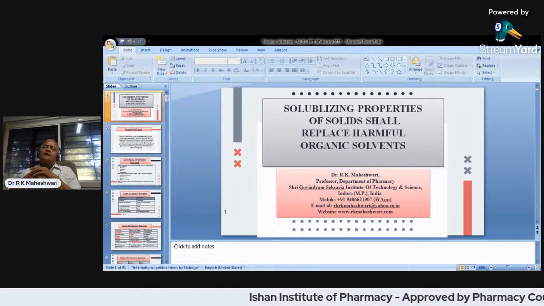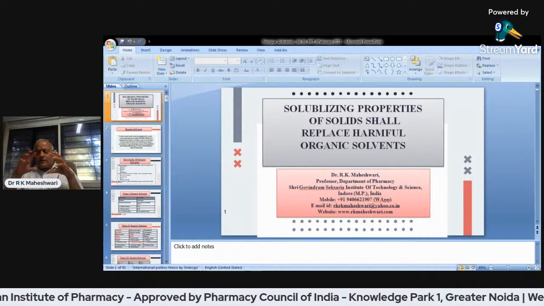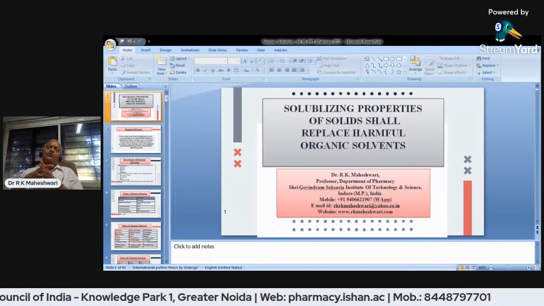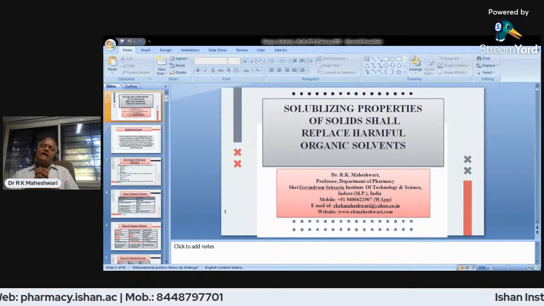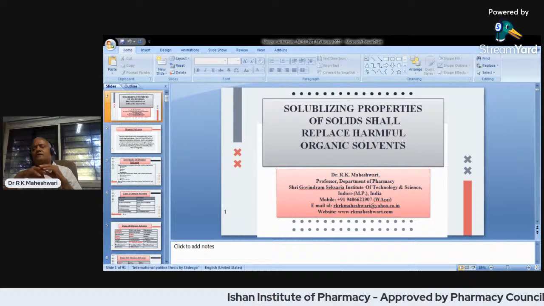Anyway, now in my lecture, I will go first with one example of how we can replace a harmful organic solvent. Now see, in the case of assay of furosemide bulk drug, how it is done by the Indian Pharmacopoeia method: we have to dissolve furosemide in dimethyl carbamide.